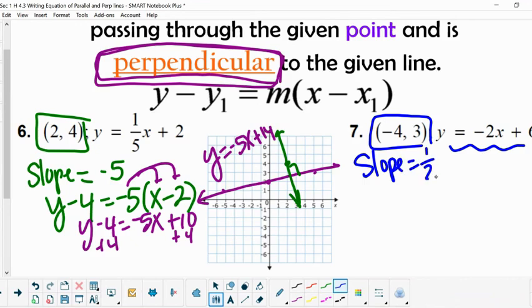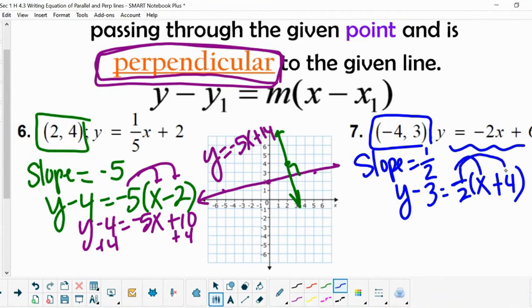1/2, yes. Okay, so that's the slope we're going to use for the perpendicular. So y minus, everybody tell me, y what? Y minus 3, how about everybody, times x what? Plus 4, good. Minus negative 4 is going to become plus. Multiply that in. It's fun to multiply by a half.